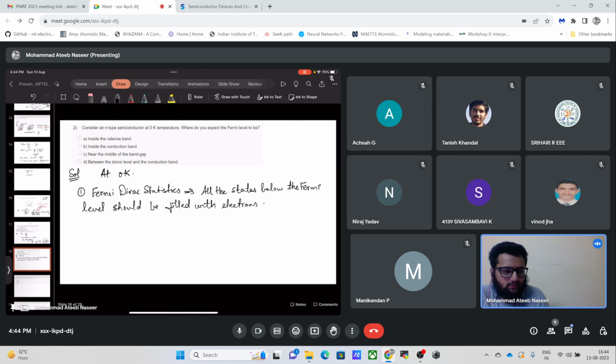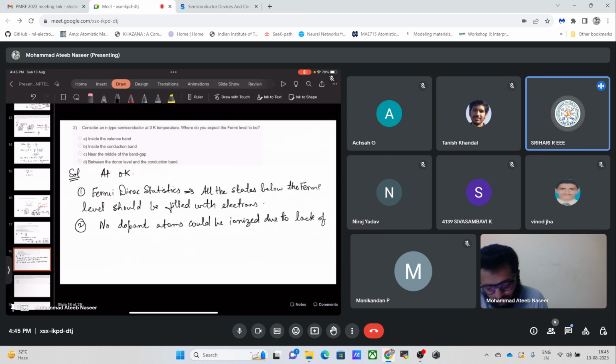Now this is point number one. The second point that we need to take into account while solving this problem is that no dopant atoms should be ionized, or could be ionized, due to the temperature, that is this 0 Kelvin.